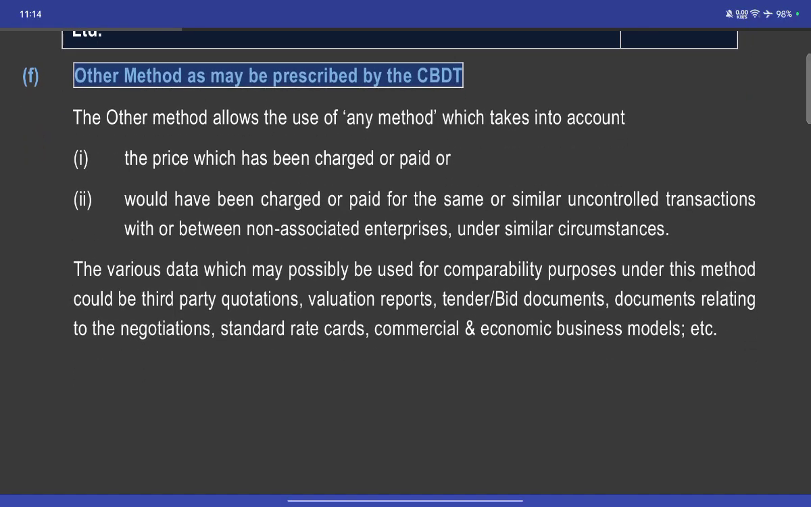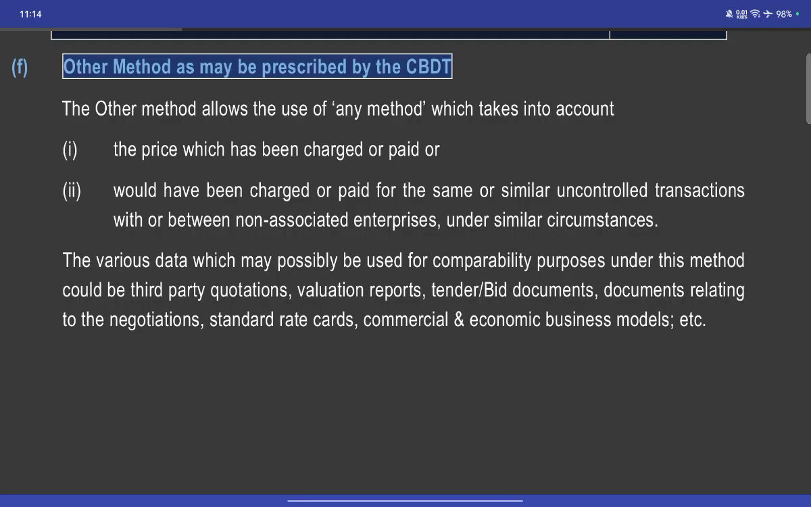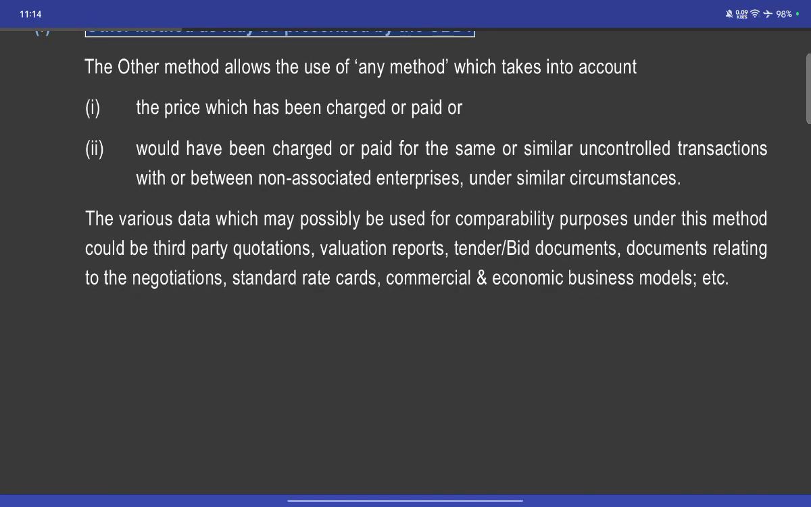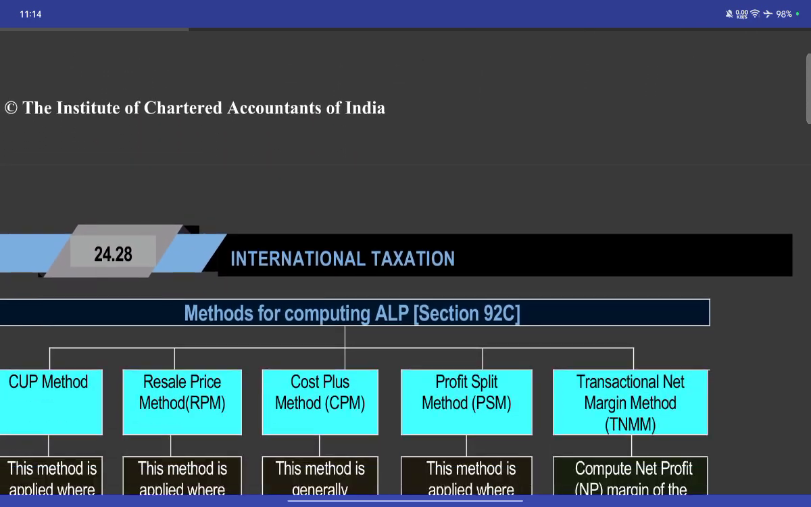The other method allows using any other method taken by the assessee: the price which has been charged or paid, or which would be charged or paid, for the same or similar uncontrolled transaction with or between non-associated enterprises under similar circumstances. The various data which is possible to use for comparable purposes under this method are third-party quotation, evaluation report, tender, bid documents, documents relating to negotiation, standard rate card, commercial and economic business model, etc.